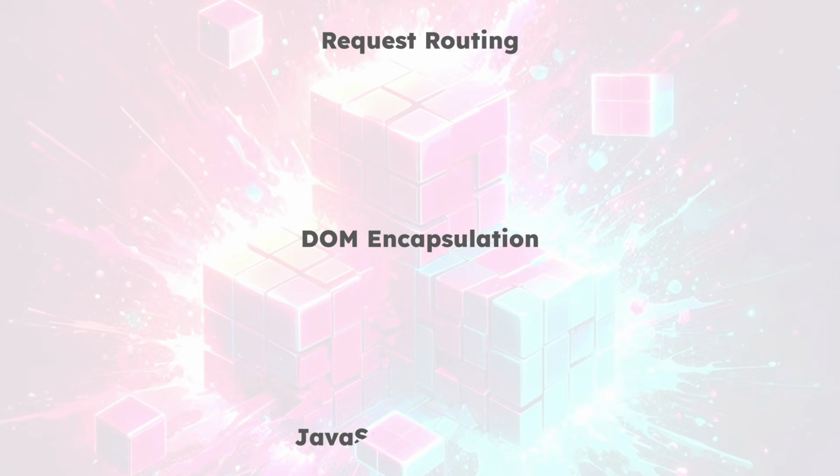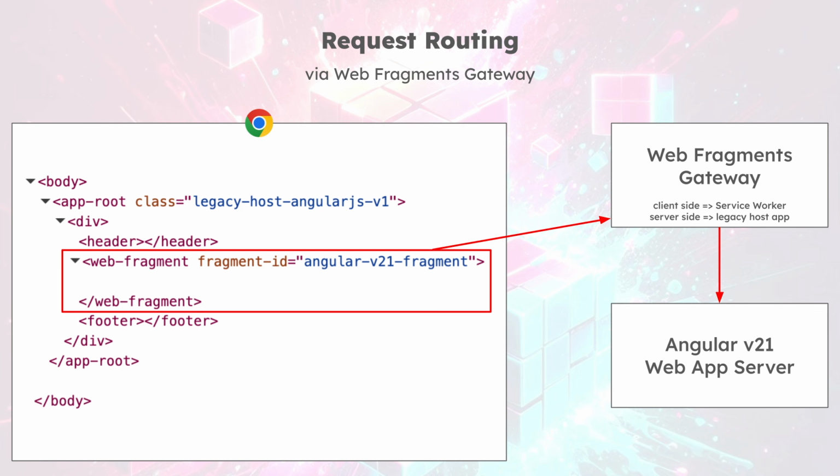The secret behind how Web Fragments work can be broken down into three main parts: request routing, DOM encapsulation, and JavaScript isolation. The Web Fragments gateway acts as the traffic controller. It can run on the server or directly in the browser via a service worker. It intercepts requests associated with any web fragment and routes them to the appropriate fragment server.